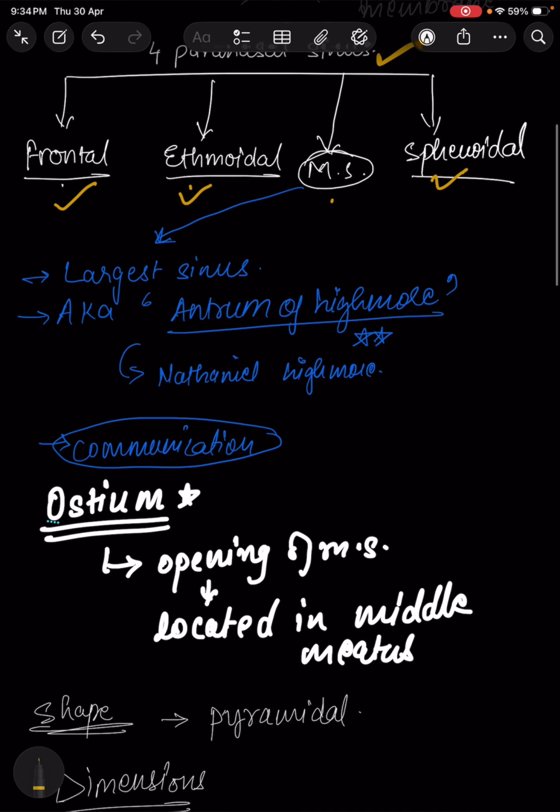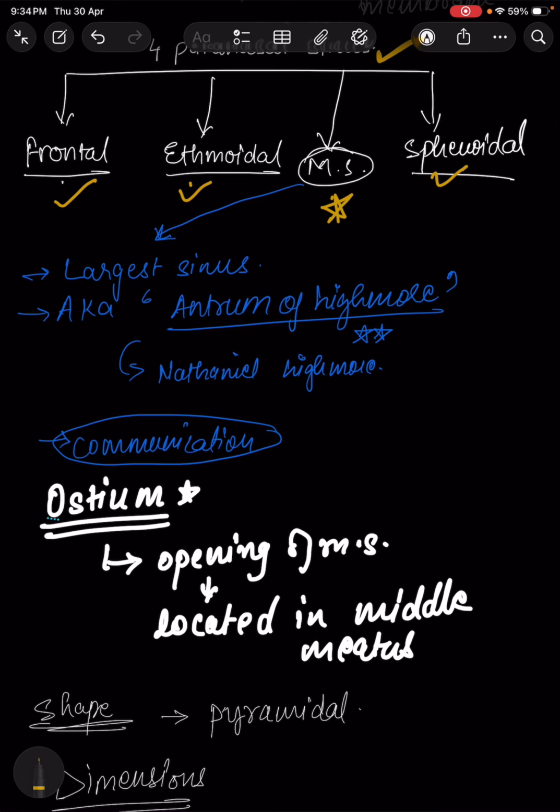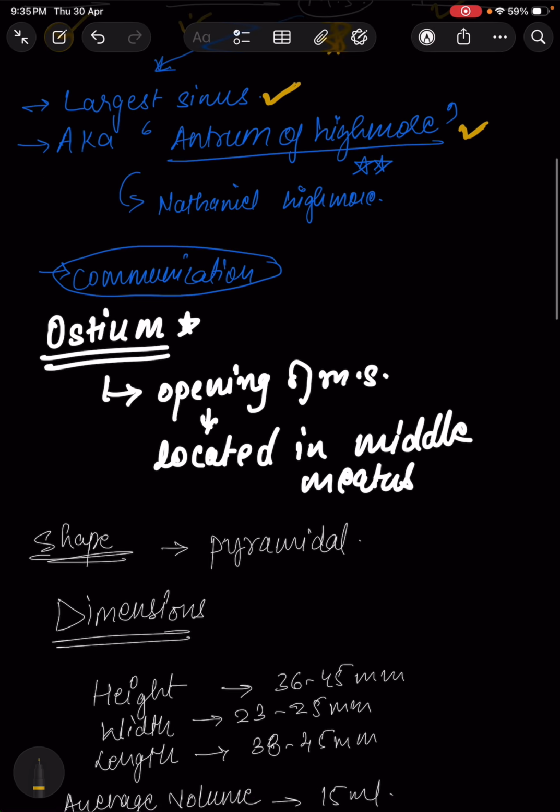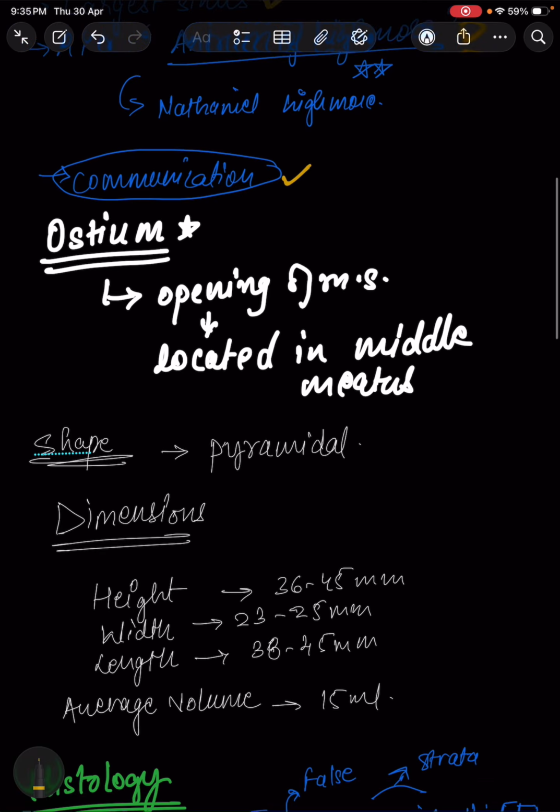So the maxillary sinus, the important one, is the largest sinus, also known as the antrum of Highmore. Why is it known as the antrum of Highmore? Because the morphology was described by Nathaniel Highmore. The communication is very important to know about the maxillary sinus from the surgical point of view. The ostium, which is the opening of the maxillary sinus, is located in the middle meatus.